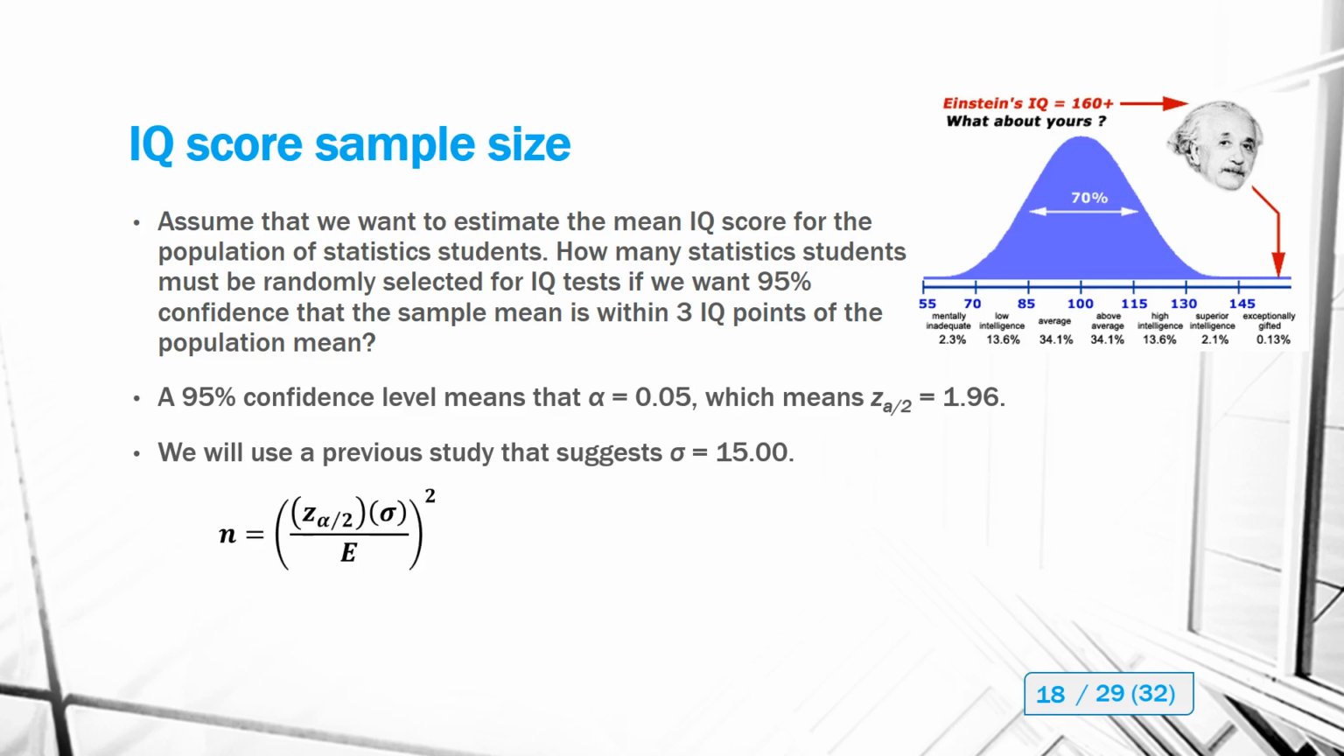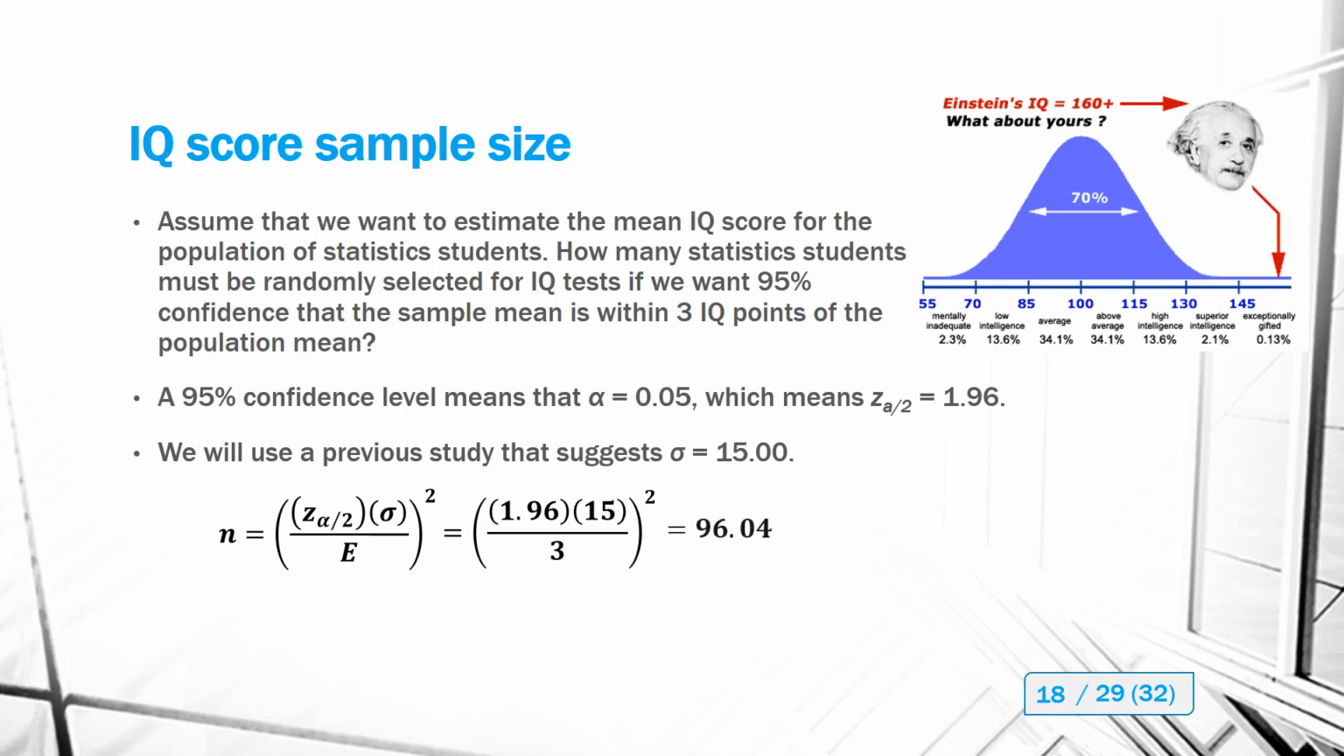Here's our equation for calculating the sample size that we need to estimate the population mean. We plug in what we know. There's our critical z-value, the population standard deviation, and the margin of error, which is 3. Notice that it's not a decimal. It's 3 because we want within 3 IQ points, not 3 percentage points.